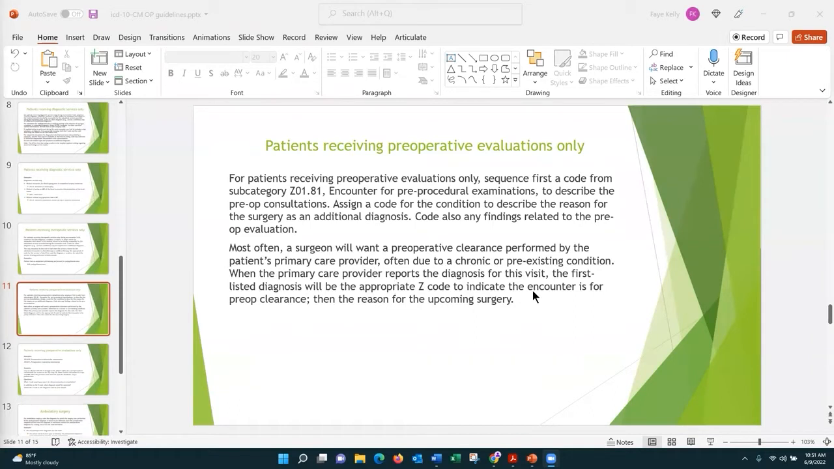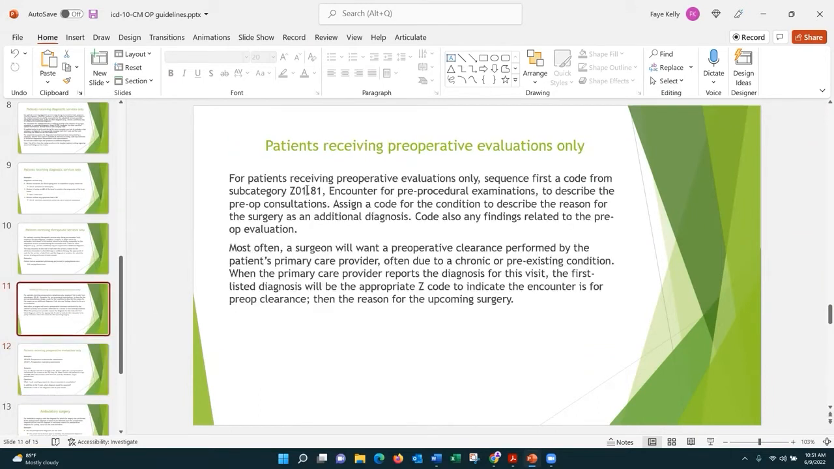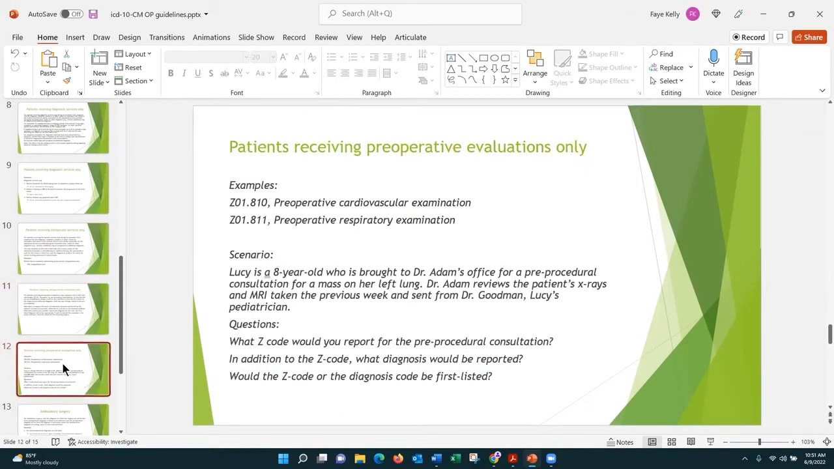So if you have a pre-op evaluation, and it's documented in the chart as a pre-op evaluation, Z01.81. And as it told you here, this is subcategory Z01.81. That lets you know that that's not a complete code when you see the word subcategory. So if I come over here, I see Z01.810 for pre-op cardiovascular exam. And then the 811 would be a pre-op respiratory.